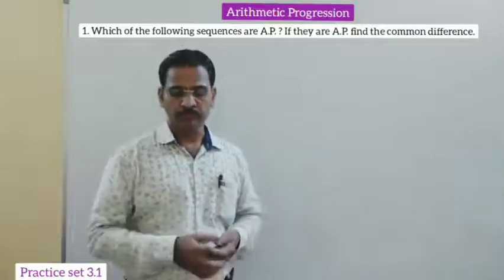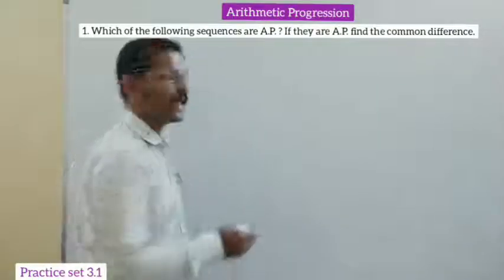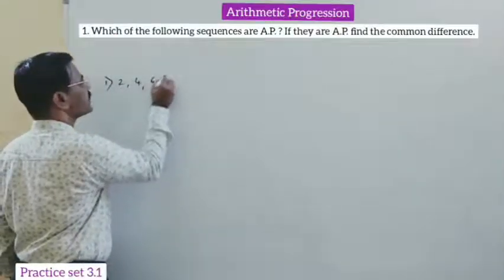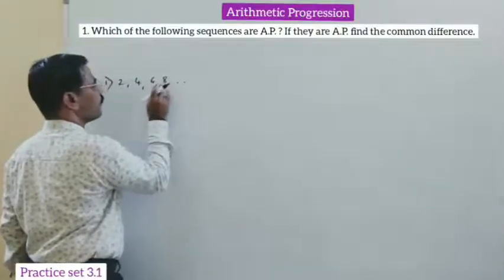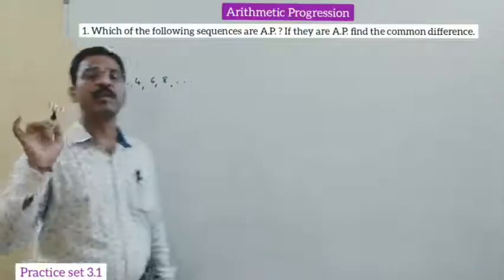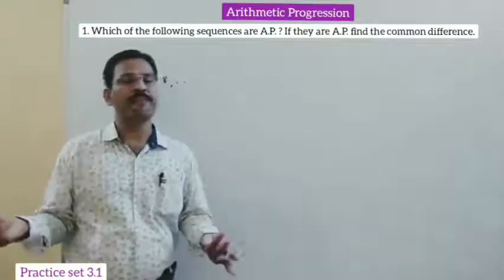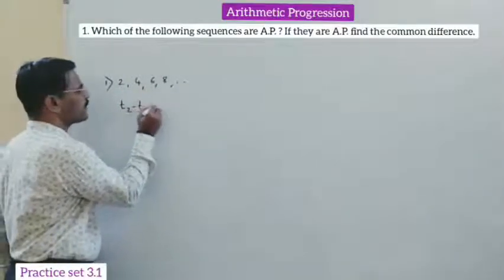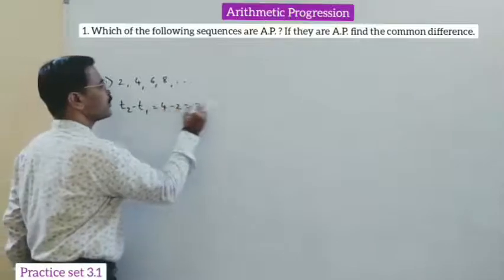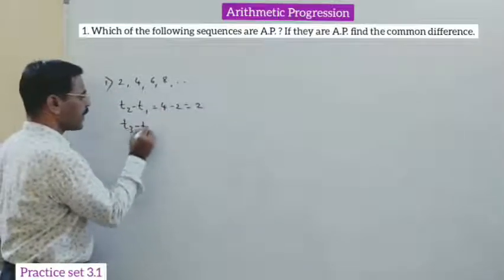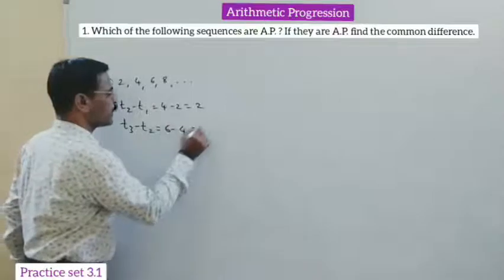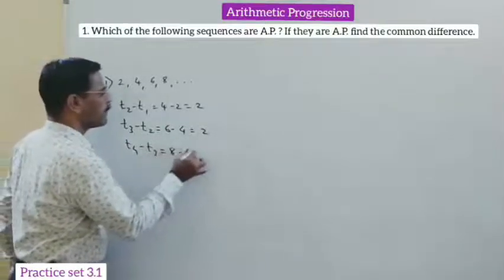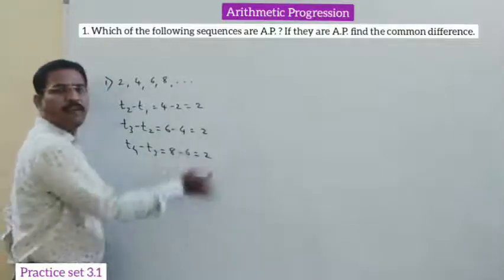Okay, in that, the first sum: 2, 4, 6, 8. See here, 2, 4, 6, 8. First we are going to identify whether it is AP or not. If it is AP, then we can find the common difference. So look here, this is T2 minus T1, 4 minus 2, how much? 2. T3 minus T2, 6 minus 4, again 2. T4 minus T3, 8 minus 6, 2. Look, every time we get 2.